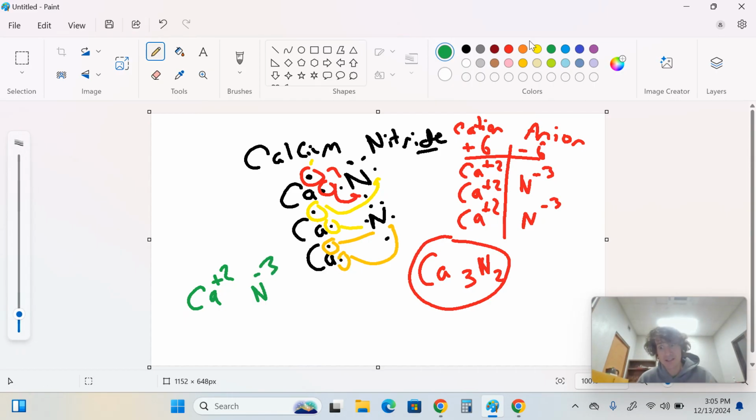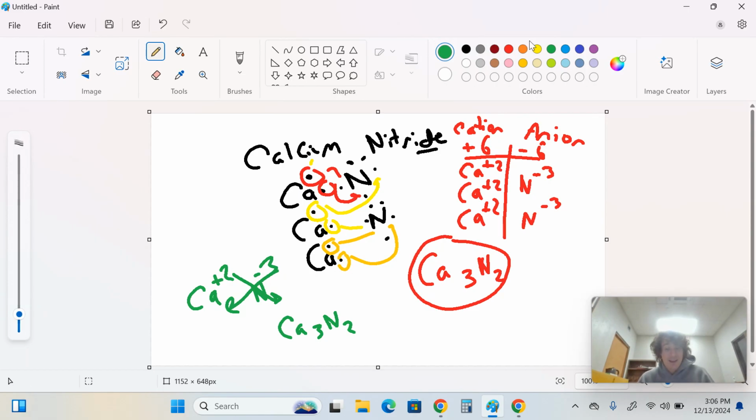So I can do this. And you say, well, okay, what does it do for me? There's a little bit of a math trick here where I can take the 3 and basically say that's going to go down here. That's the subscript for calcium. And I can take the 2 and bring it down here for the nitrogen. And what do you get if you do that? Well, hey, look at that. You get the same answer, Ca3N2.